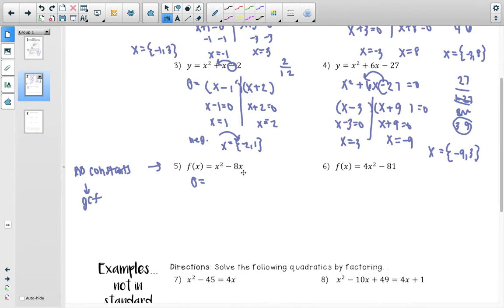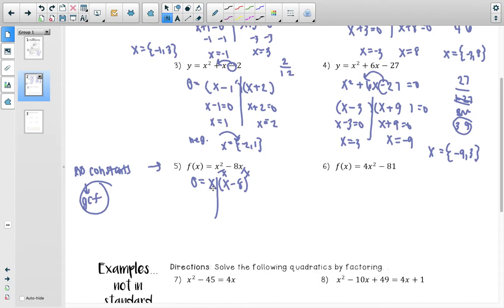The only type of factoring here is the greatest common factor. So the greatest common factor is they both have an x. You're then dividing each thing by x. X squared divided by x is x. 8x divided by x is negative 8. And voila, we're done factoring.